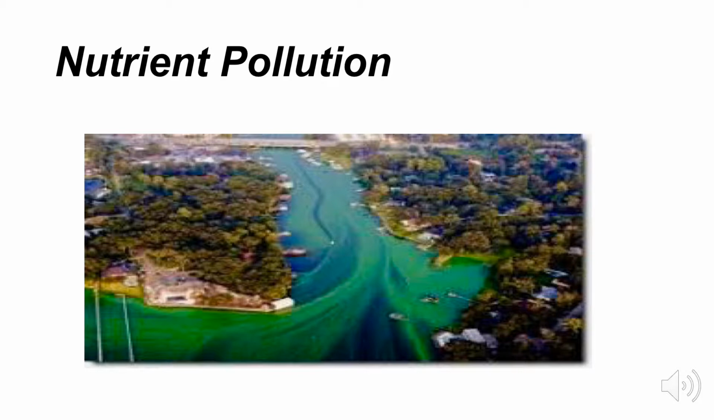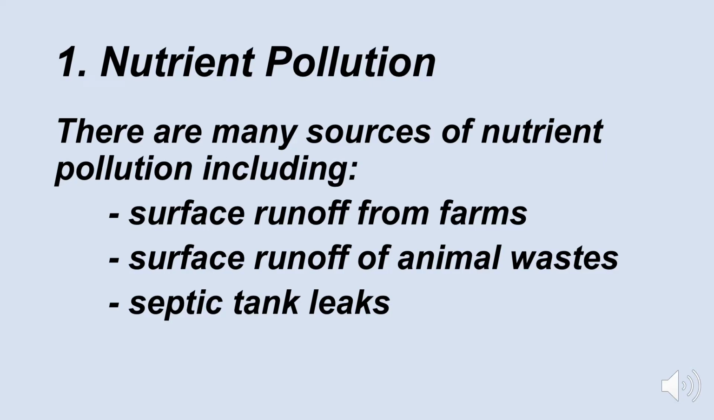Nutrient pollution is not something that's really easy to take care of because there are a lot of sources of nutrient pollution. For instance, all kinds of human activities can put nutrients in the water. Many sources of nutrient pollution, including surface runoff of nitrogen and phosphorus from farms, surface runoff of animal waste from farms and in other communities, and even septic tank leakage can be a problem.